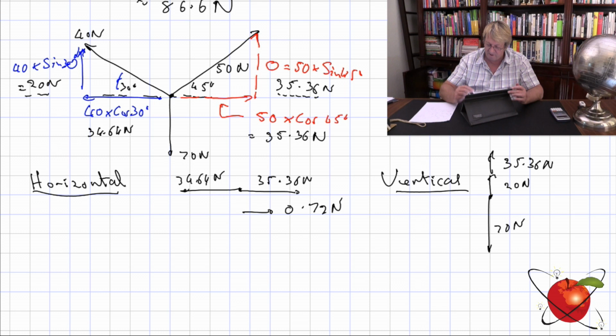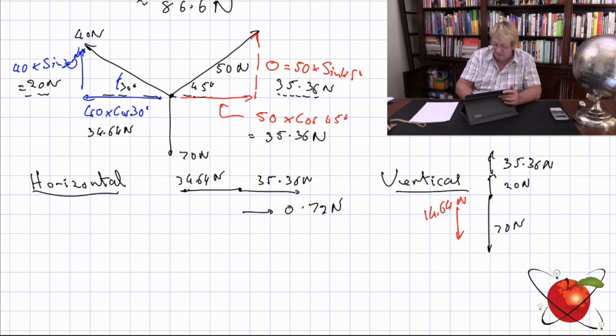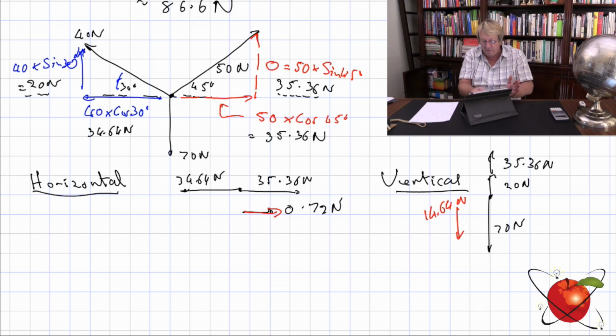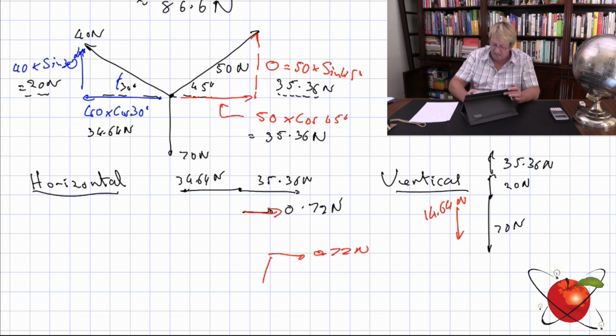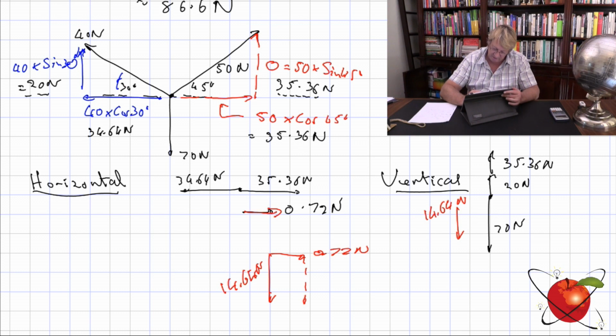I'm just going to change them to a red force. So my downward force is going to be 14.64 newtons, and my resultant in the horizontal direction is 0.72. So what have we got in all of this? We've got a little force of 0.72 newtons that way, and 14.64 acting down. We do that, and we work out the resultant again. There we go.